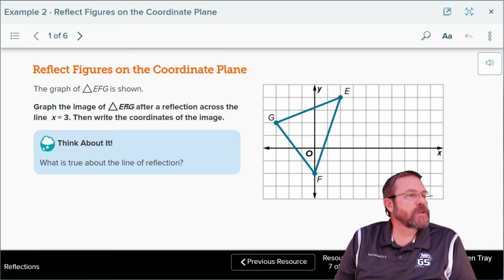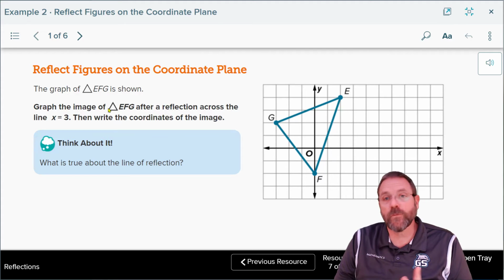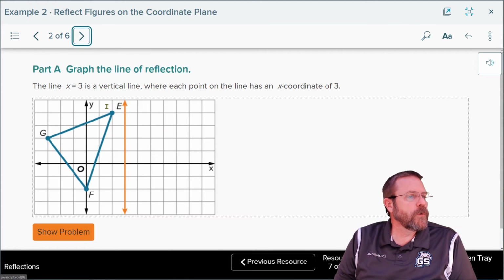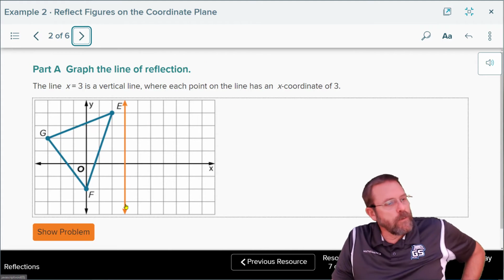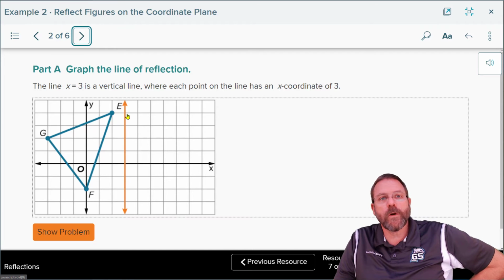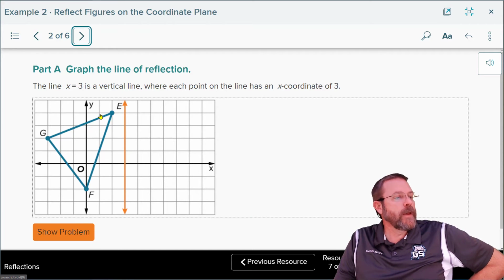Now let's look at example number 2, where we have triangle EFG, and they want to graph the image EFG after reflection across the line x equals 3. Excuse me, that's going to change things up a little bit. So let's look at how we're going to do that. We're going to start off by putting a line right here on x equals 3, a vertical line where x is equal to 3. And we have to reflect each one of these points on the other side of that line.